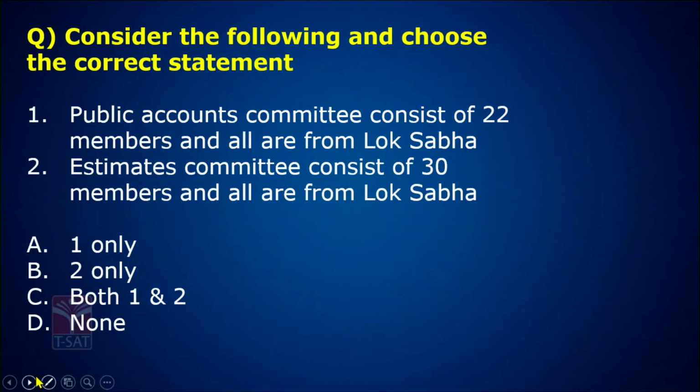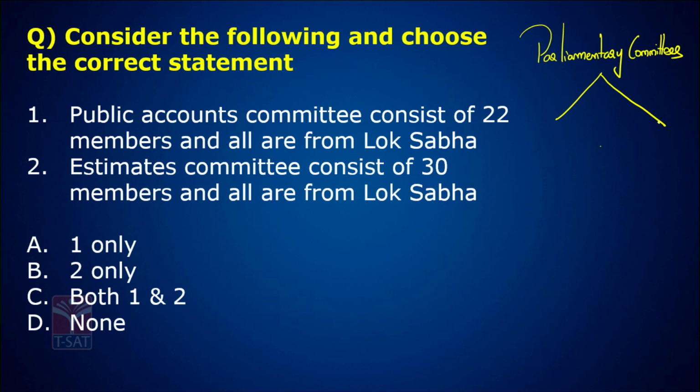Consider the following and choose the correct statement. Public Accounts Committee consists of 22 members and all are from Lok Sabha. Estimates Committee consists of 30 members and all are from Lok Sabha. Okay, so here we are discussing something called parliamentary committees. See, parliamentary committees are the research think tanks of the Parliament.